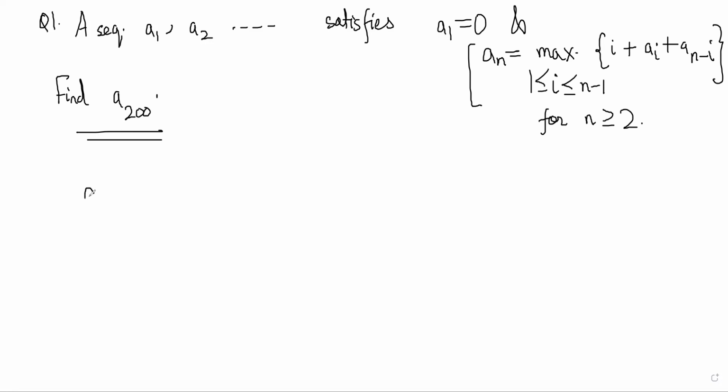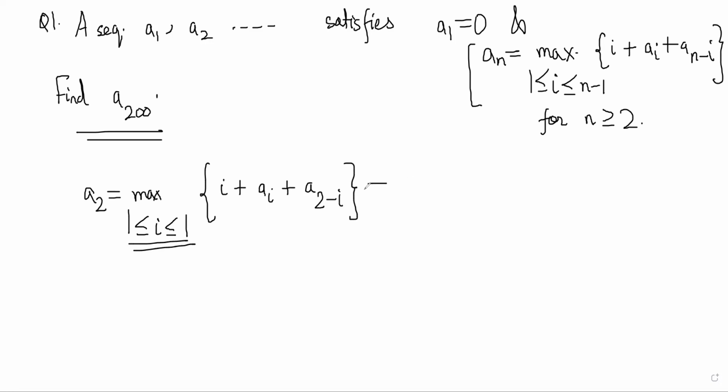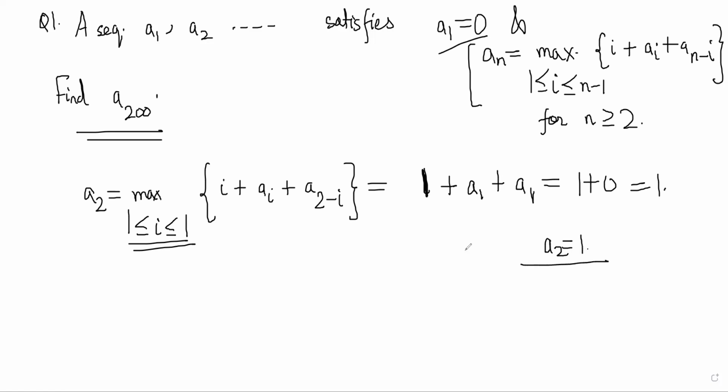For n is equal to 2, A of 2 will be what? Max of 1 is less than or equal to i is less than or equal to 2 minus 1, which is 1, of i plus A_i plus A_(2 minus i). But i can only take the value 1. So it will be 1 plus A1 plus A1, right? Notice that A1 is given, so this will be equal to 1 plus 0, which is 1. So we are getting A2 is equal to 1, and we already know A1 is equal to 0, right?